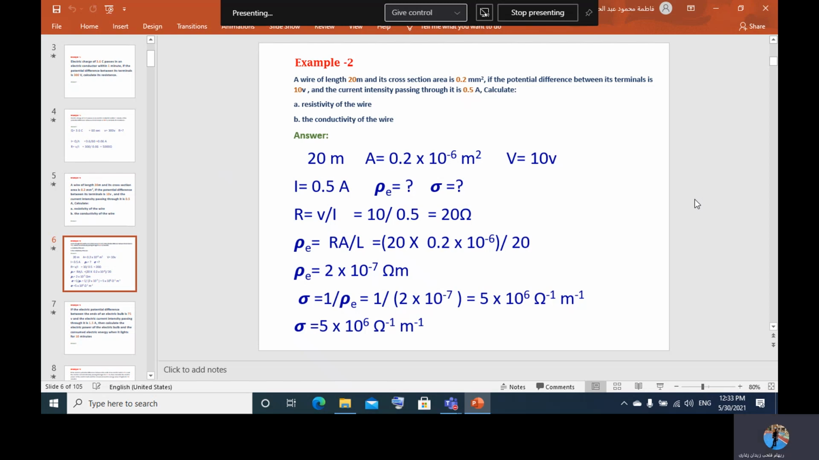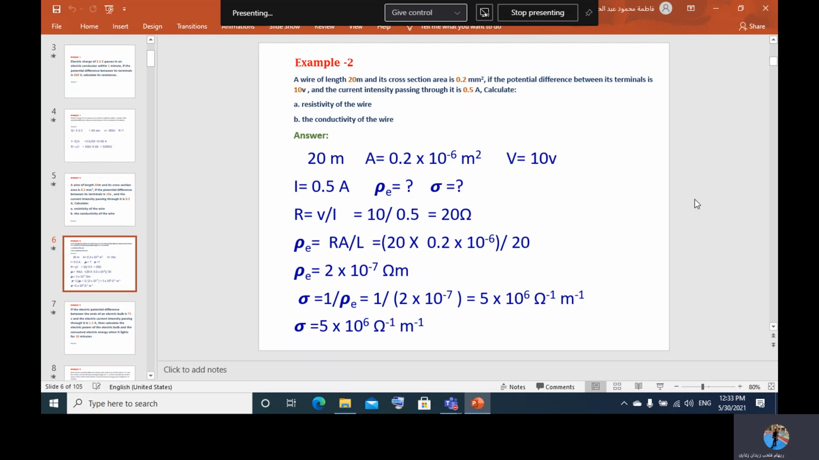Don't forget to put the units. The unit of resistivity is ohm meter. All right. We know also that resistivity is the reciprocal of conductivity. The relationship between them is that they are inversely proportional to each other for the same material. Sigma is the electric conductivity, is 1 over rho sub E. This means that the conductivity is the reciprocal of resistivity.